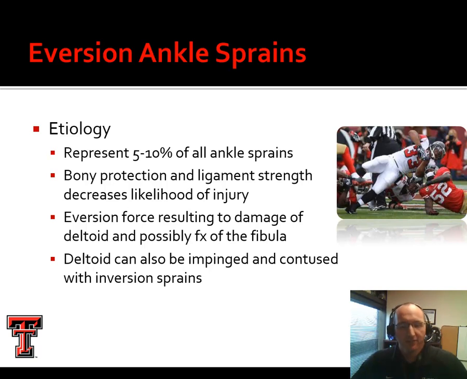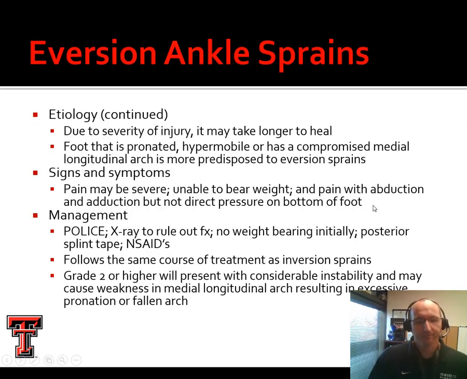To sustain an eversion sprain, and I'm not saying this athlete did, but he's in eversion as he's running, the deltoid can be certainly involved and avulsed. These may take longer to heal just because the injury and the force involved is greater. They may be unable to bear weight. They're going to have pain over the sustentaculum tali, pain over the medial aspect of the ankle.